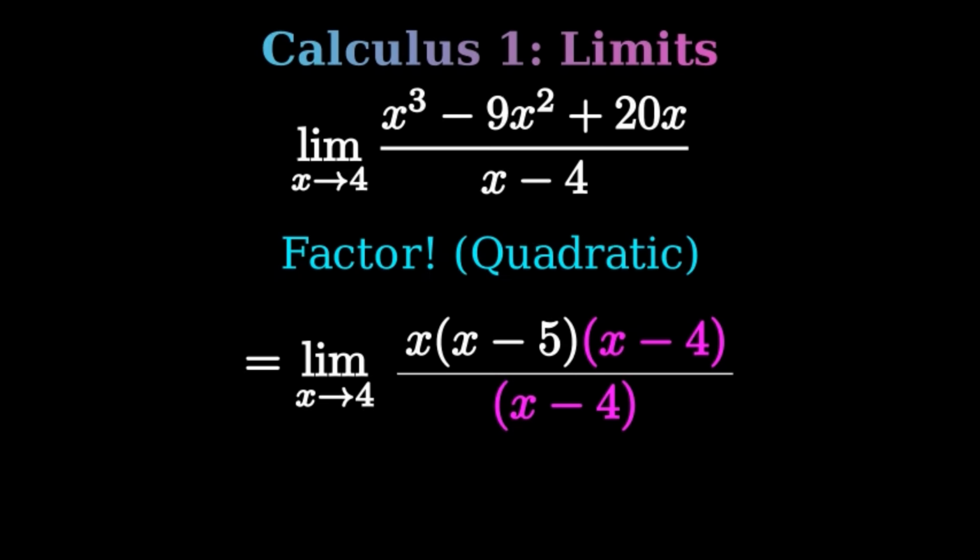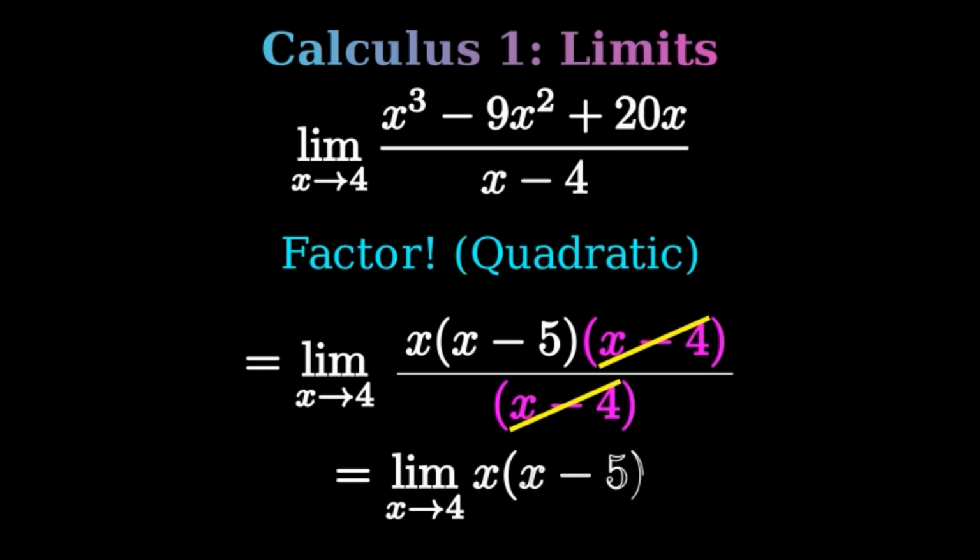Now, you're going to use your algebra knowledge and tell me what happens with those things in purple. Yeah, exactly. They're going to go. Well, great. Now you just write down whatever you have left over. We have the limit as x approaches 4 of x times x minus 5, okay?